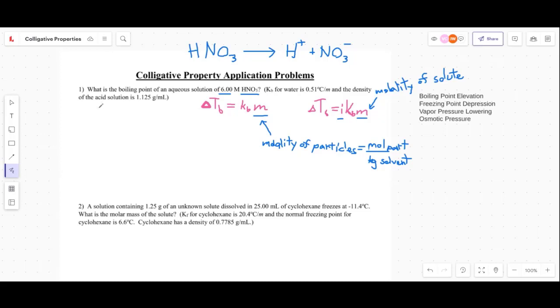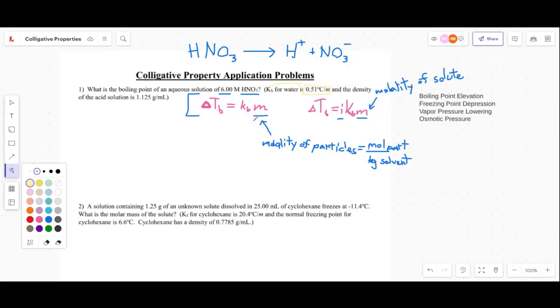Okay, so what is the boiling point of an aqueous solution of 6 molar HNO3? Well, let's go ahead and use this equation here. We're given the Kb. So our Kb for water is 0.51 degrees Celsius per molal. And the density doesn't seem to be part of this equation, but maybe it will be helpful.